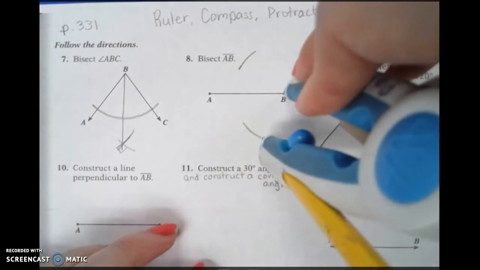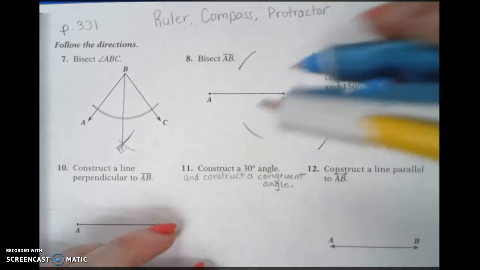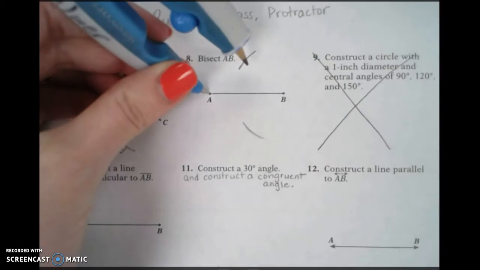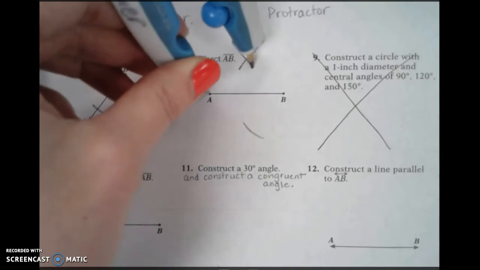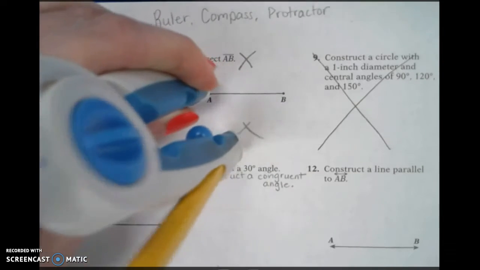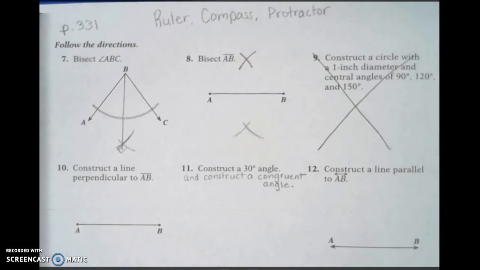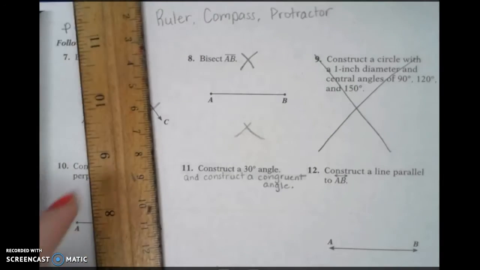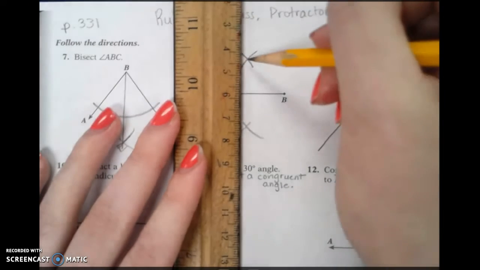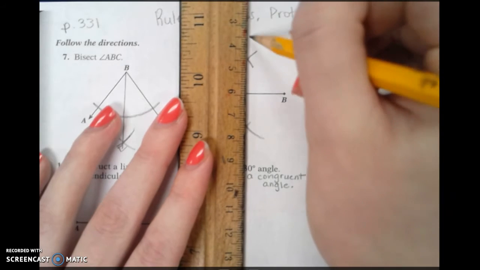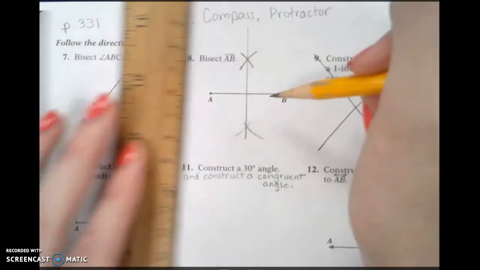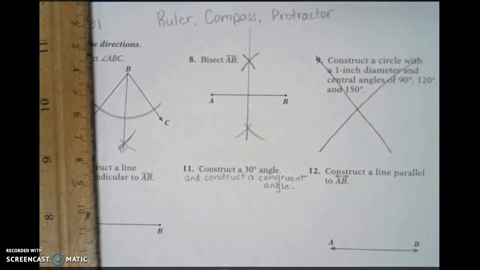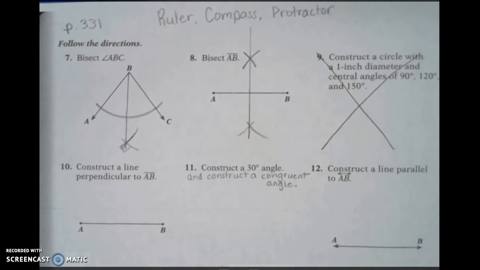below the line from one point of the line, and then from the other end of the line, draw the same arc going the other way. Where those arcs intersect will be the bisector. Go ahead and connect those points, and you have now bisected line AB. We are skipping number 9.